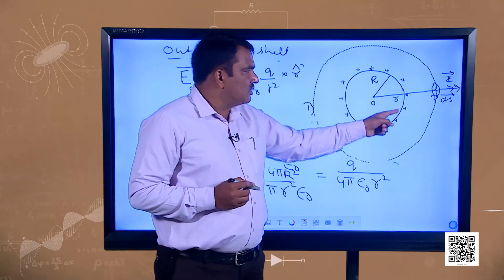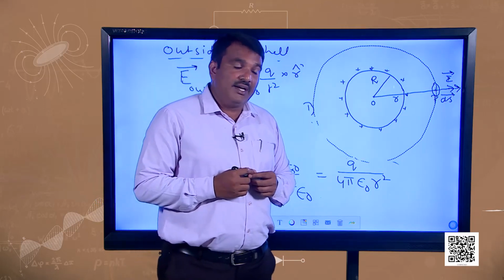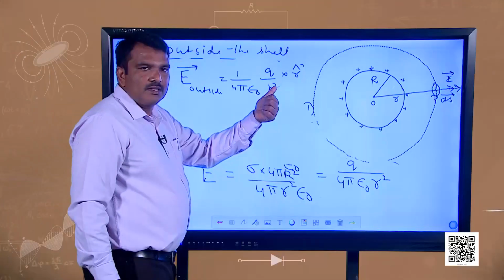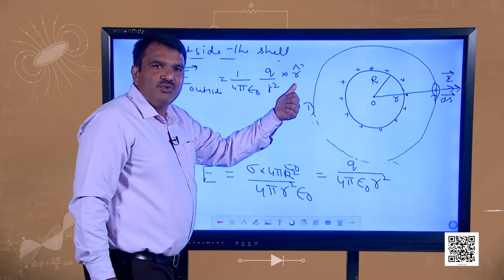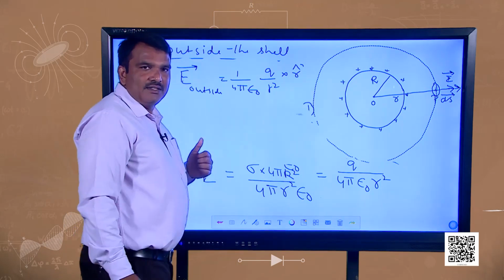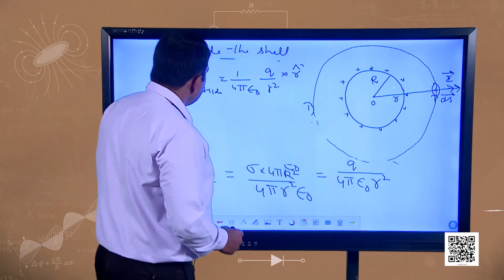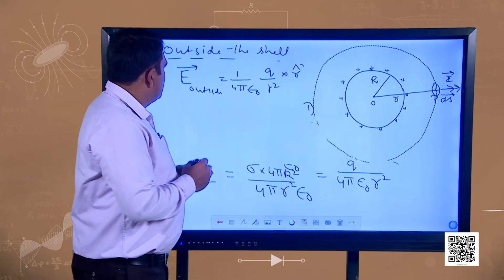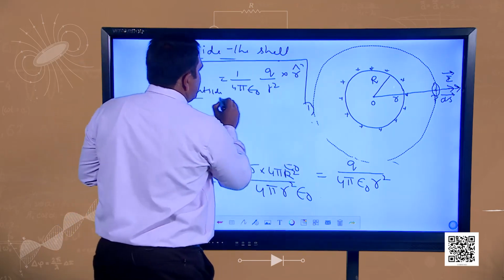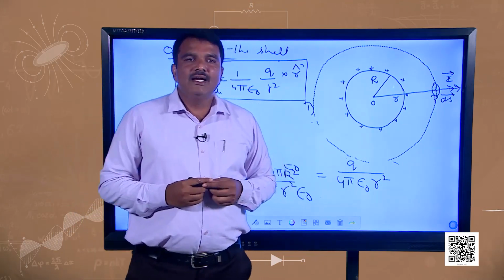If the charge on the surface of the cell would have been negative, then this electric field would have been directed radially inward. Now this r cap is a unit vector normal to the thin spherical cell which is directed radially outward. So this is the final formula for electric field at any point P which is lying outside the cell.